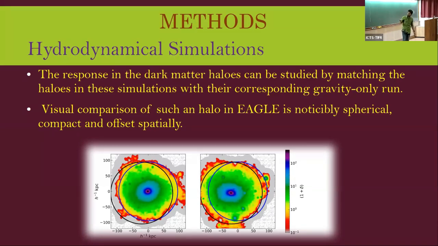Here, for example, is one such halo from an EAGLE hydrodynamical simulation. The left one is the halo in the hydrodynamical simulation, and the right one is the same halo in the corresponding gravity-only simulation. We can see that in the hydrodynamical simulation, the halo becomes noticeably compact, and also more spherical. Here we will focus on the change in the spherically averaged density profile, which will quantify whether the halo becomes compact or expands.